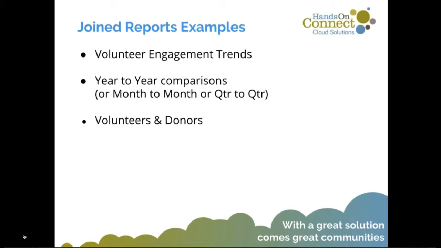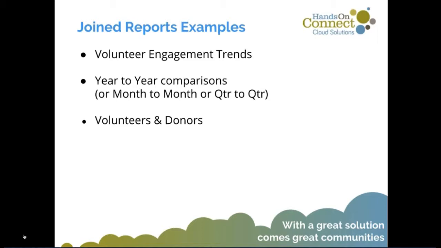So what are some good examples of joined reports? Today we're going to walk through some of the existing HandsOn Connect summary reports and how you can convert those into joined reports to get some deeper analytics for your organization. Some of these examples are looking at volunteer engagement trends, being able to see, how many volunteers did I have last month? How is this month going? And how many do I have signed up for next month? To be able to do some projecting to see what your engagement is. You can do year-to-year comparisons, how many volunteers did I engage last year and how am I progressing this year? Or you can also do month-to-month or quarter-to-quarter. So you can say, August of 2016 compared to August of 2017 and things like that.